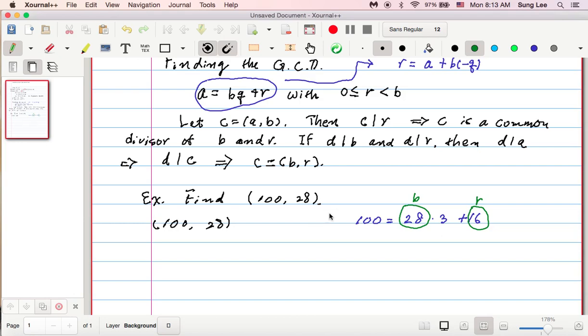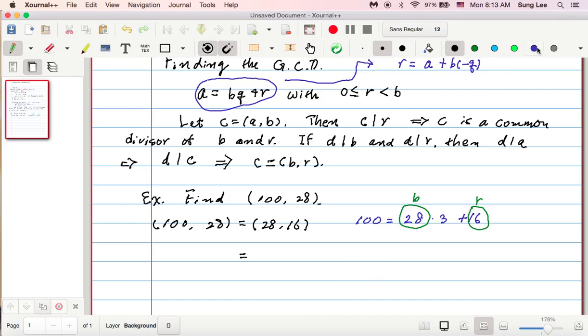By the previous discussion, we know that this equals the GCD of 28 and 16. So already it has gotten a lot smaller, right? But we don't have to stop here. We can continue the same process.